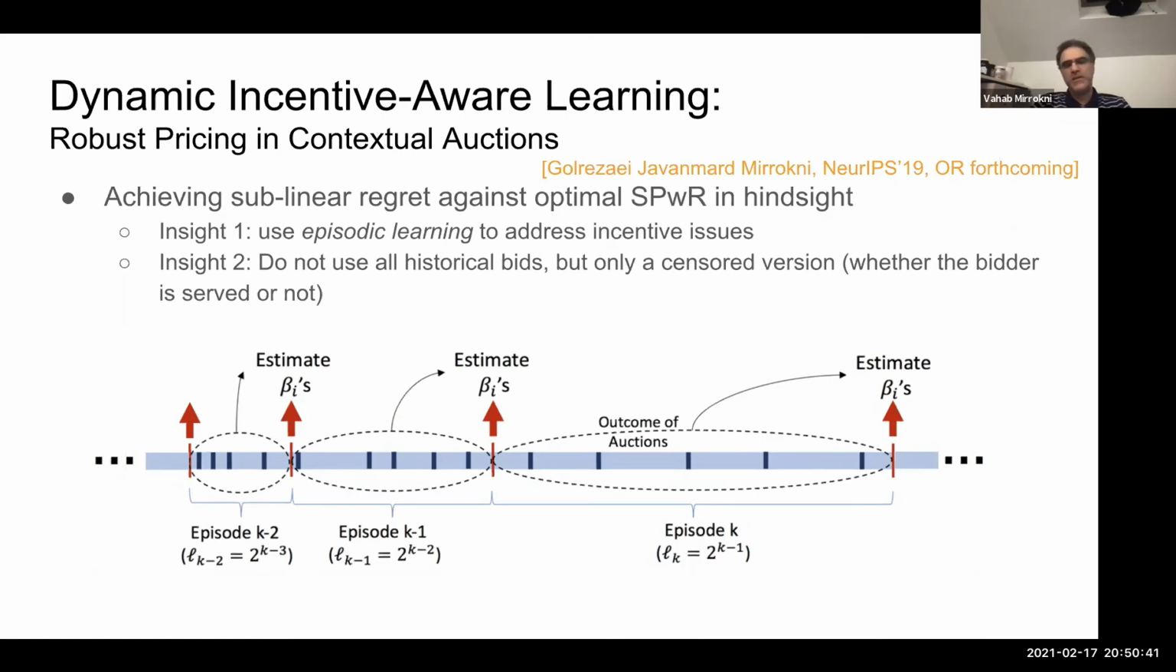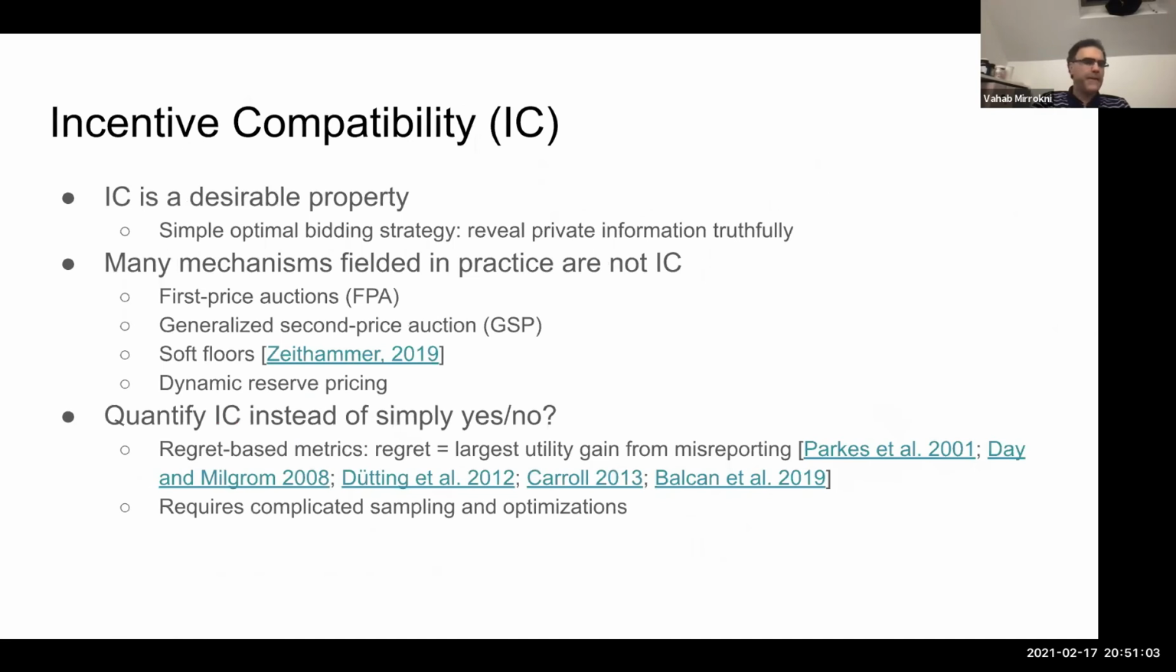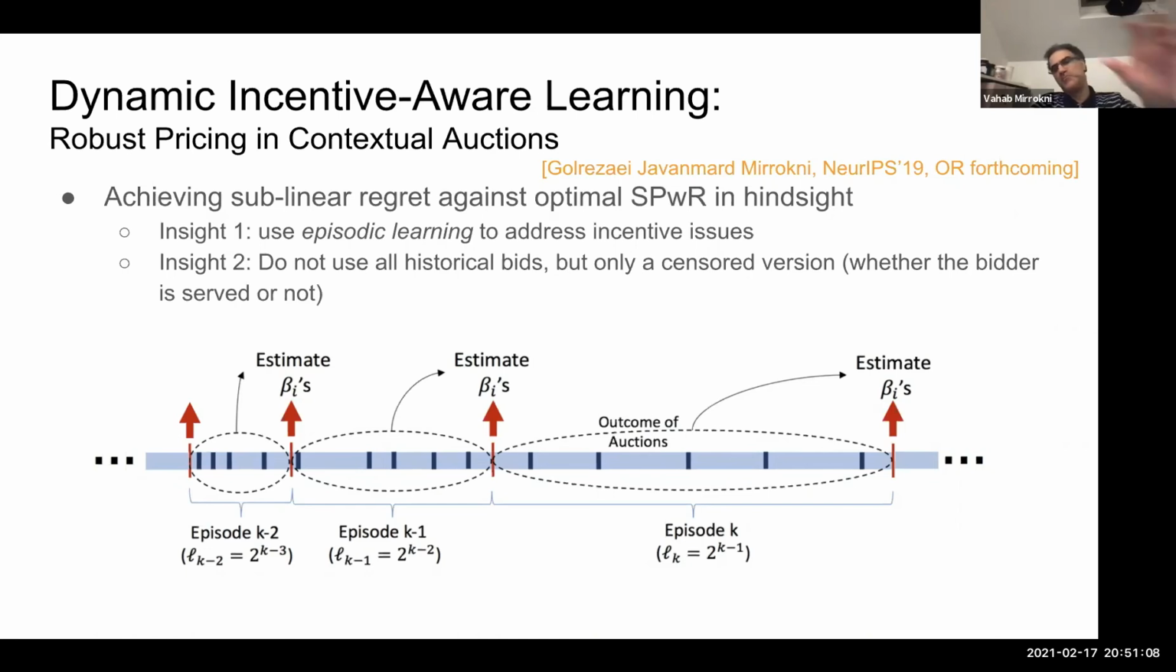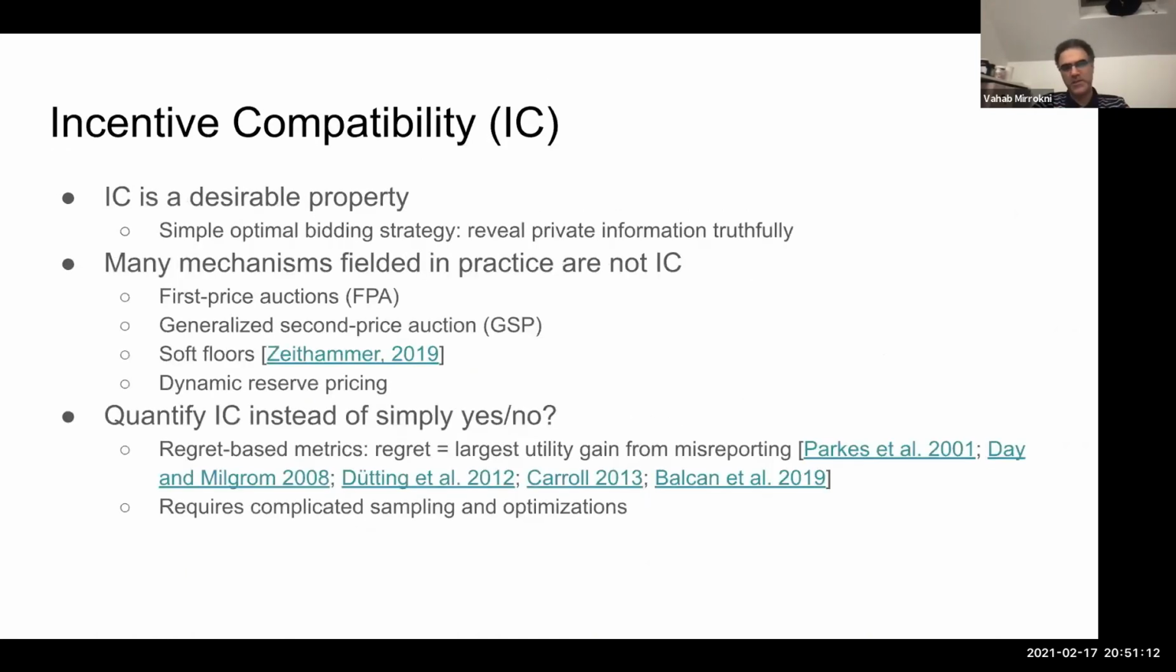And also, more importantly, we don't use the whole historical data. We use a censored version of the data, and not, for example, the bids, but only the fact that the bidder is served or not under some reserves that we set in the past. So this type of censored data can help us learn in a more robust way. That's also an area that can be explored much more, a very interesting and very important area.